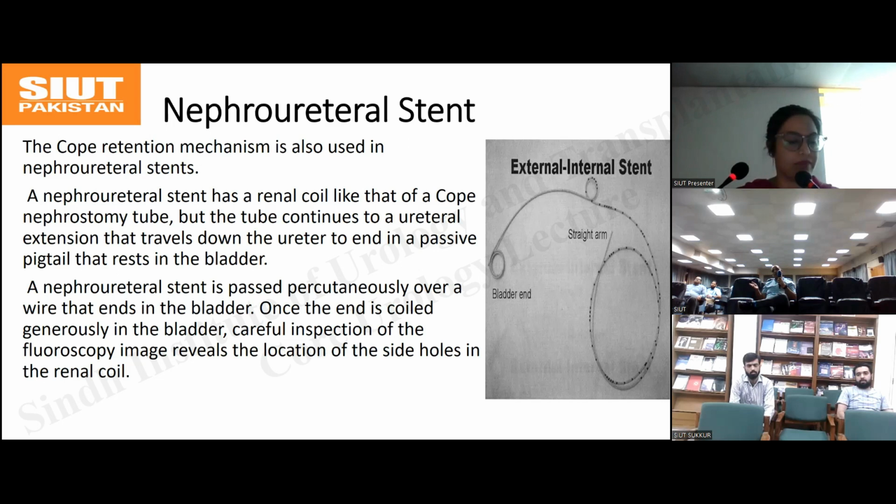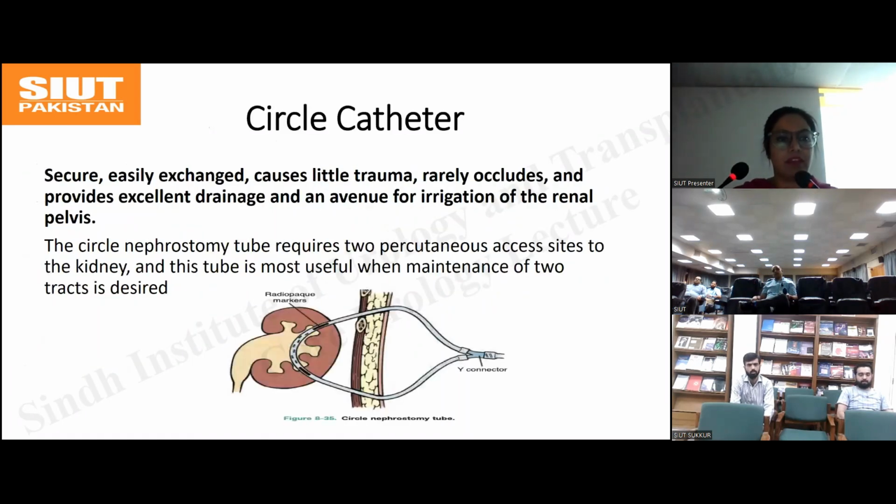So we also have the circle catheter, which is secure and easily exchanged. It causes little trauma, rarely occludes, and provides excellent drainage and an avenue for irrigation of the renal pelvis. The circle nephrostomy tube requires two percutaneous access sites to the kidney, and this tube is mostly useful when maintenance of two tracts is desired.